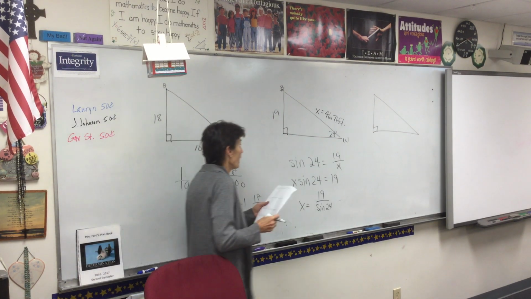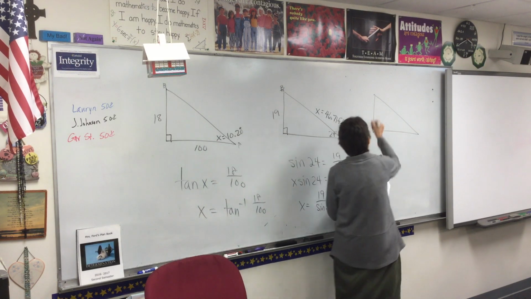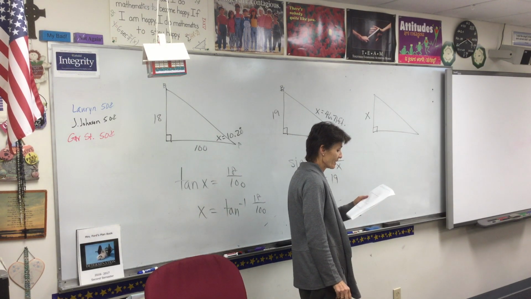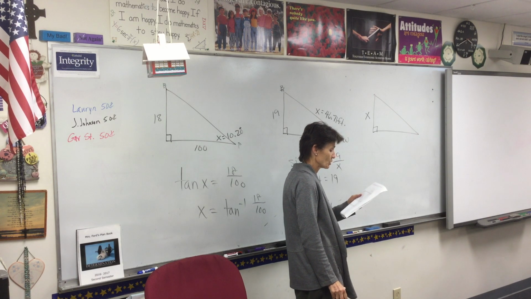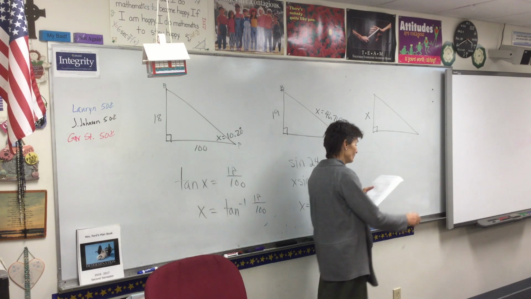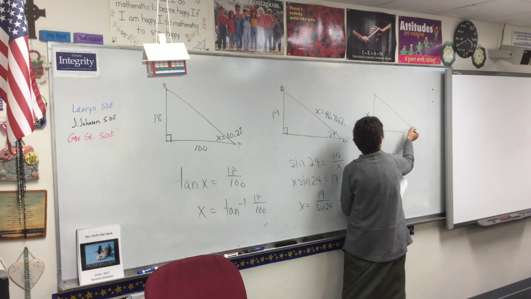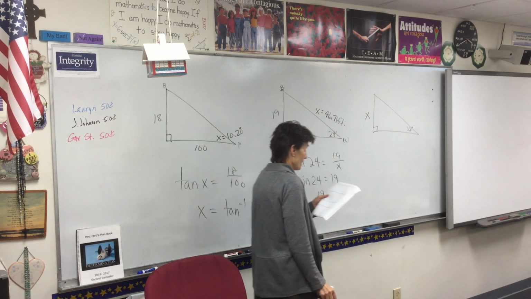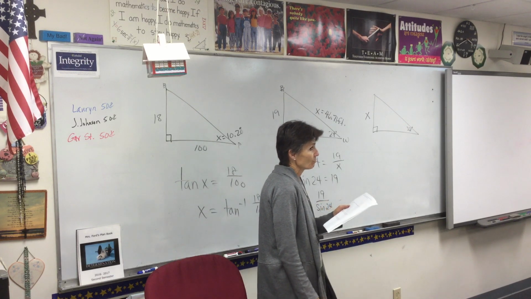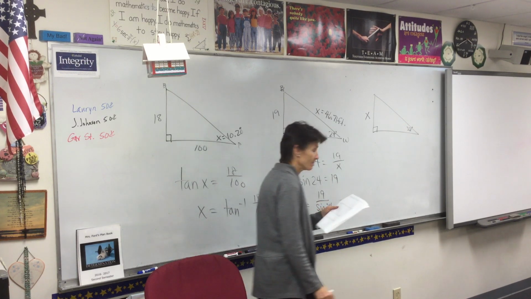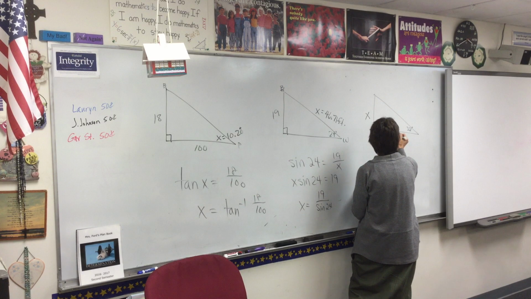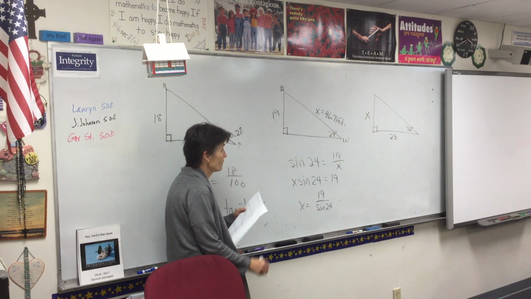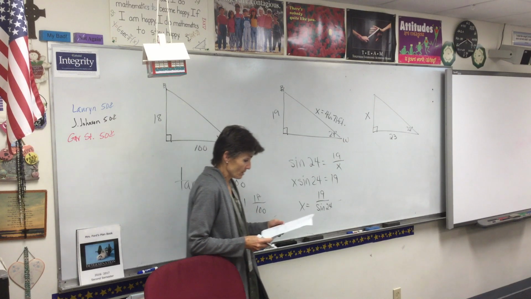One more. How tall is a flagpole that casts a 23-foot shadow when the angle of elevation is 32 degrees? Alright, where does the 23 go? On the bottom. That's where shadows are. Shadows are on the ground. So that's where the 23 goes.